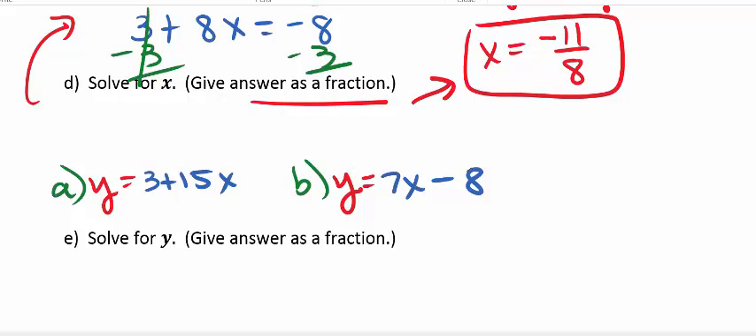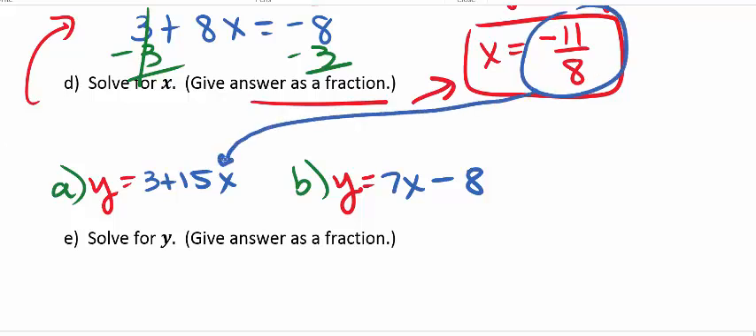So now for part E, we want to solve for y. And we want to substitute our x value of negative 11/8 in place of x in one of the equations that we solved for y in either A or B. So I'll just choose the equation from A. I've rewritten them down here so we could see them again. So I'm going to take this negative 11/8 and I'm going to substitute it in place of x here in this first equation and then solve for y.